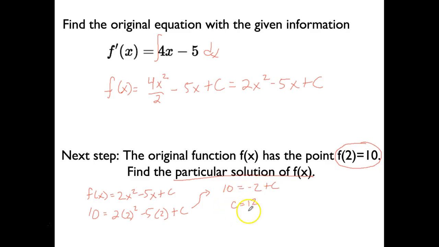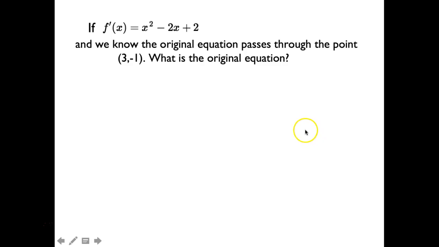Now that's not the answer though. The actual solution of the function is the answer. So our answer is actually f of x equals 2x squared minus 5x plus 12. That's my answer. That's the particular solution. Don't just circle c equals 12 and say that's the solution. Okay, let's do another one of these.